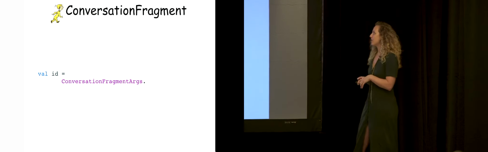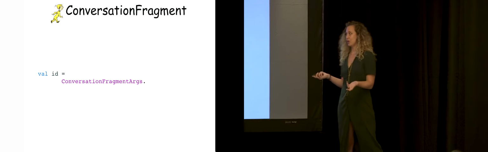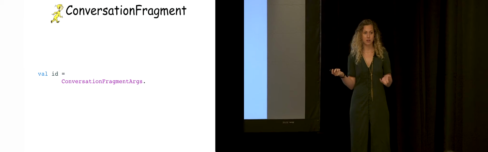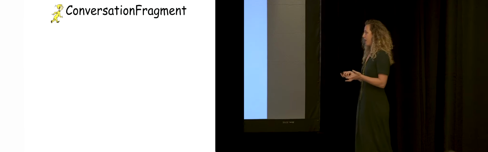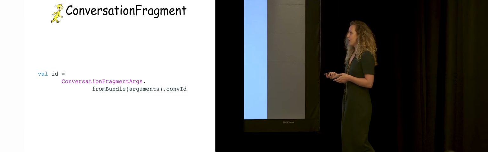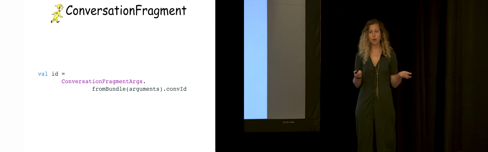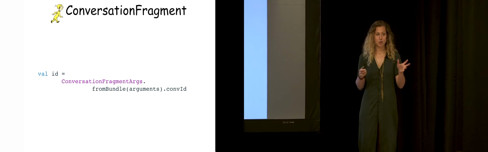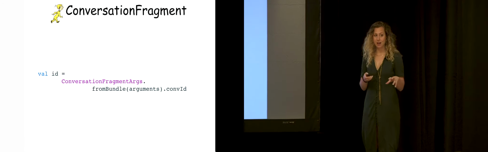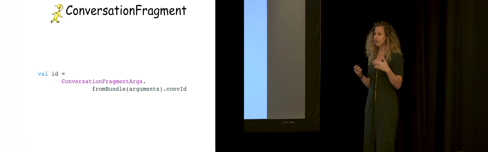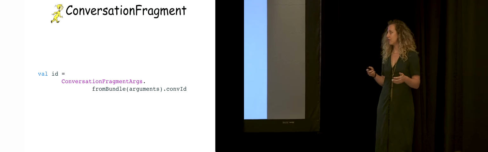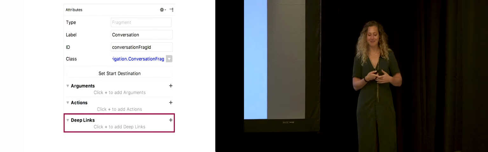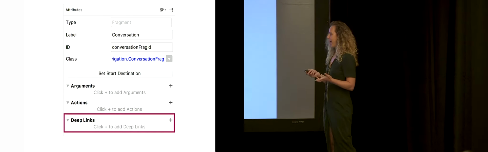And now on the conversation fragment, all that is left for me to do is go to the conversation fragment args, the class that was generated for me, and it already has the members. So ask it from bundle of the arguments that the fragment already has. From that, give me the conv ID, the conversation ID, just give it to me as a string, and that's it, and everyone's happy. So this is a little bit about the actions.